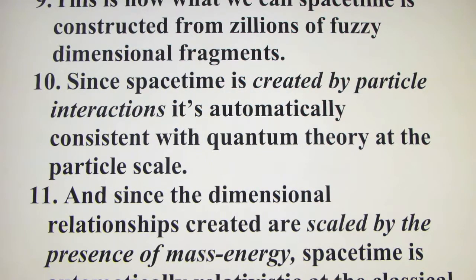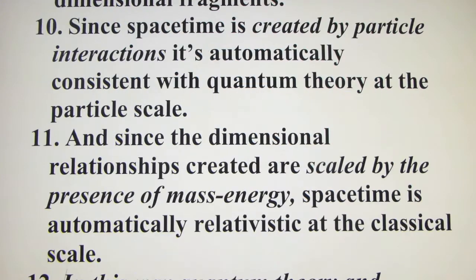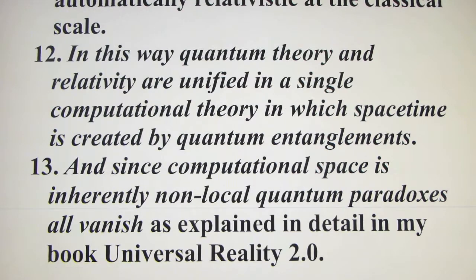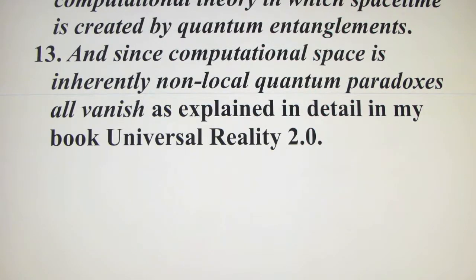Since space-time is created by particle interactions, it's automatically consistent with quantum theory at the particle scale. And since the dimensional relationships created are scaled by the presence of mass energy, space-time is automatically relativistic at the classical scale. In this way, quantum theory and relativity are unified in a single computational theory in which space-time is created by quantum entanglements. And since computational space is inherently non-local, quantum paradoxes all vanish, as explained in detail in my book Universal Reality 2.0.